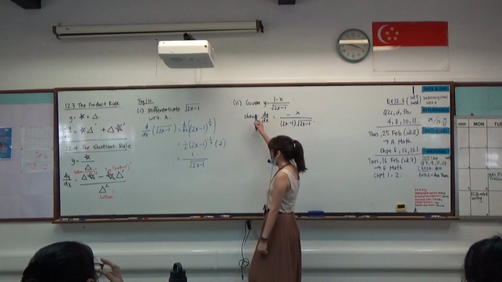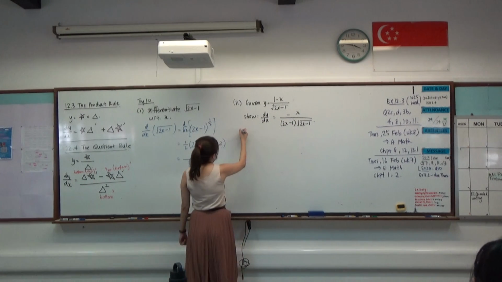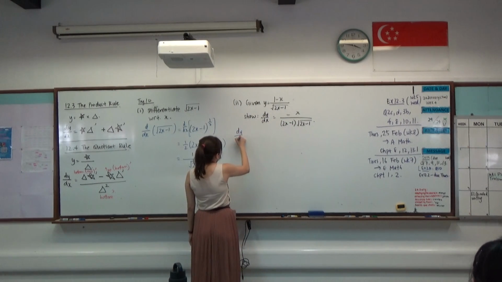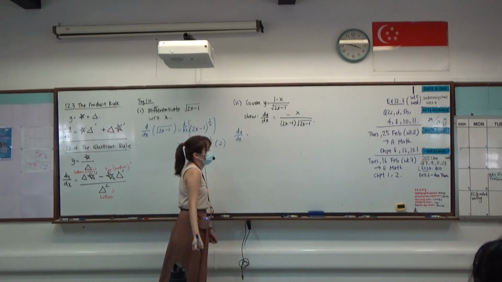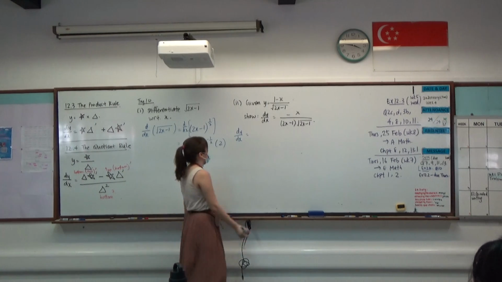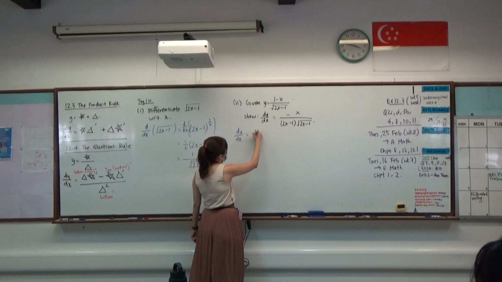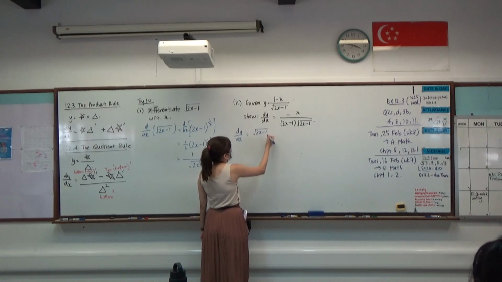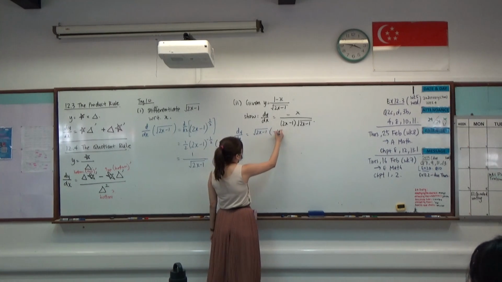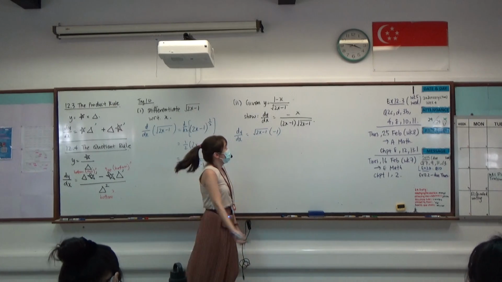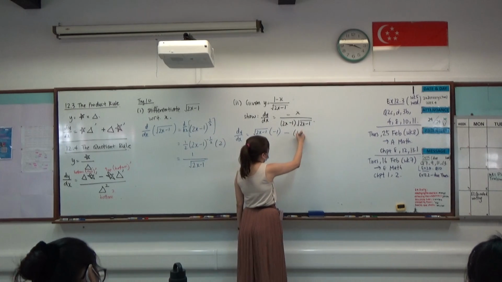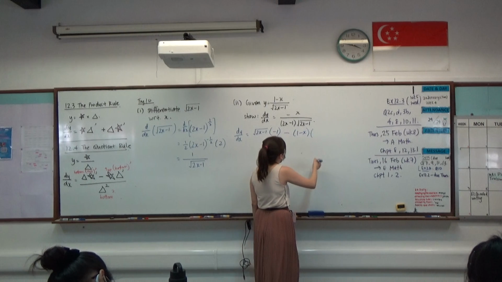Now that we have this, we want to actually find out what is the derivative. So based on quotient rule, keep the bottom, differentiate the top, minus away, keep the top, differentiate the bottom.